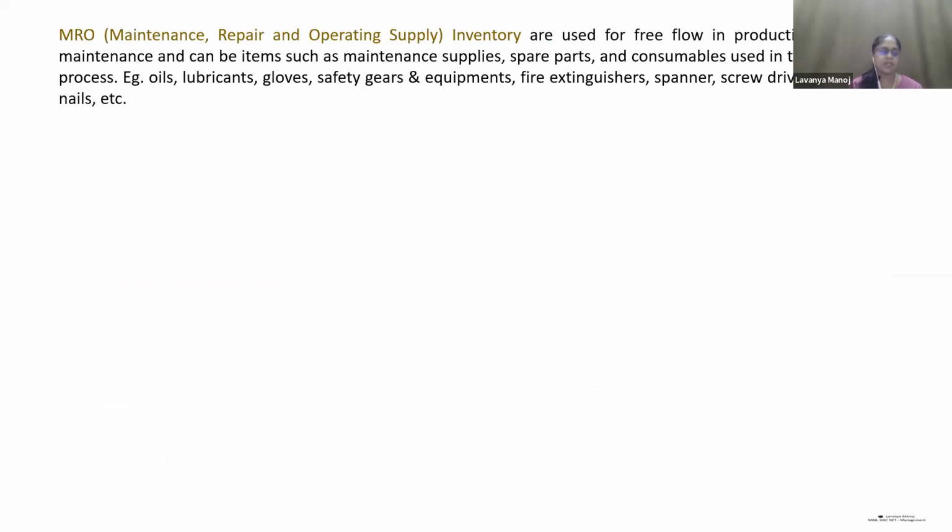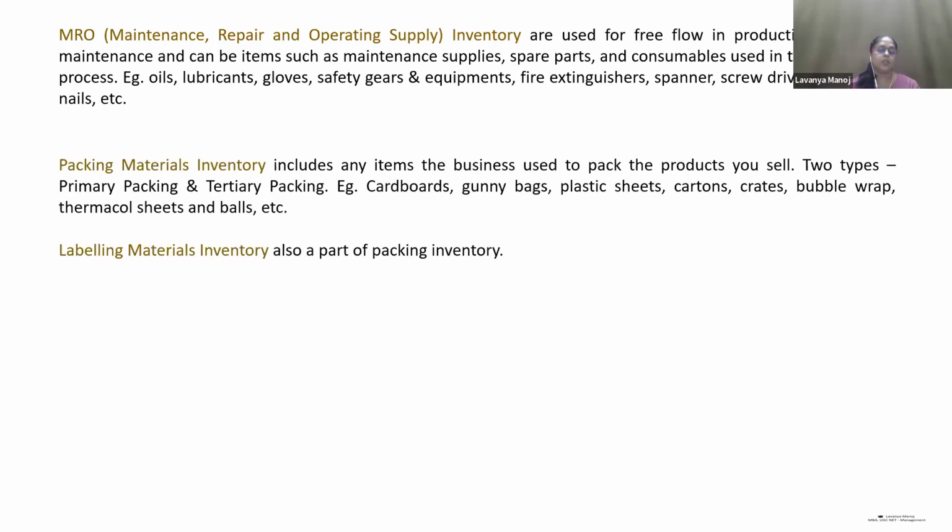The screwdrivers, the oil and grease for doing maintenance work on the machines, the spanners, the electricity testers, and all these things come under MRO, maintenance, repair, and operating supplies. This is also considered a part of inventory by the company, both in the warehouse as well as the production unit. And then we have packing materials inventory.